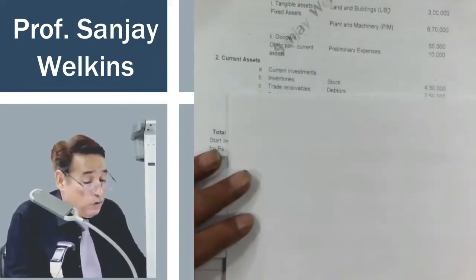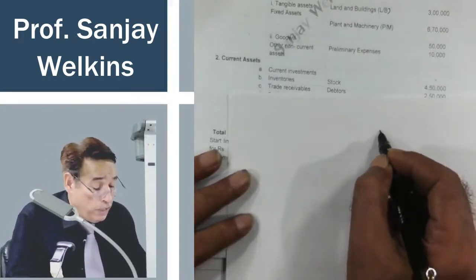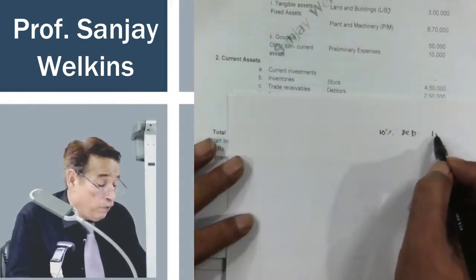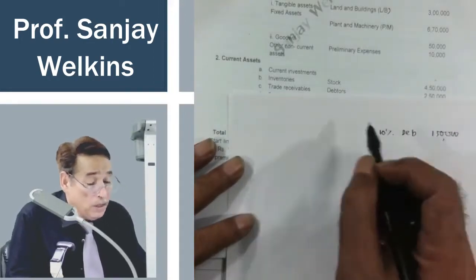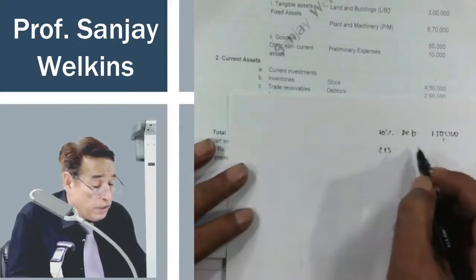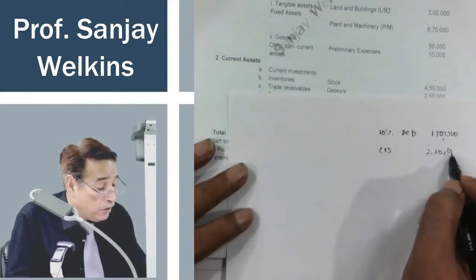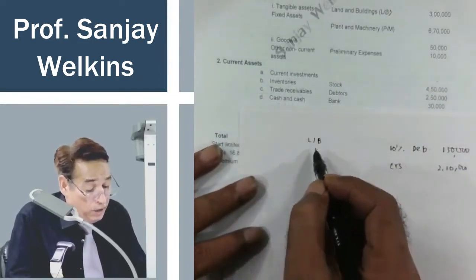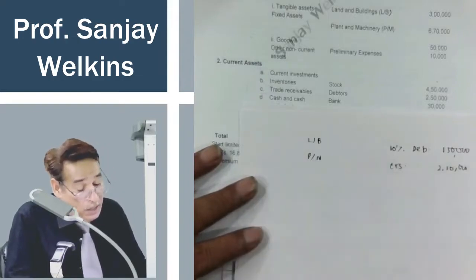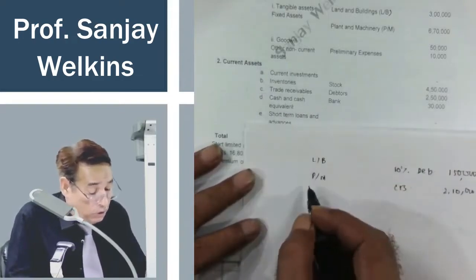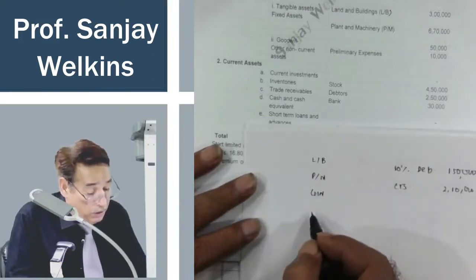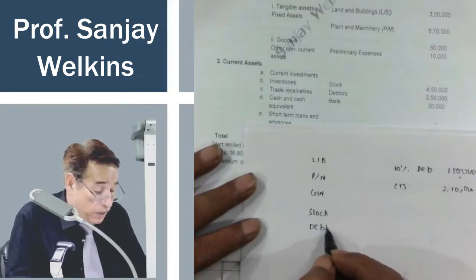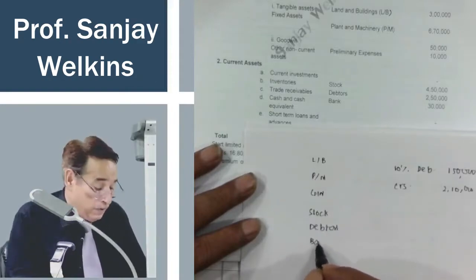If you look into the question, as far as liabilities are concerned, there are two liabilities in the form of debentures, 1,50,000, and in the form of creditors, 2,10,000. As far as the asset side is concerned, we have already seen land and building, plant and machinery, and preliminary expenses will not come there, but goodwill is there. Then stock is there, and debtors and bank. So these are the assets.